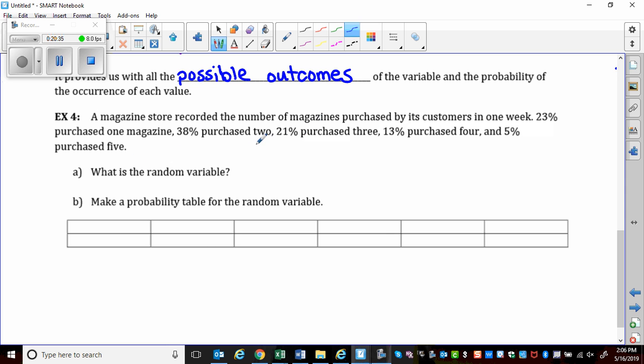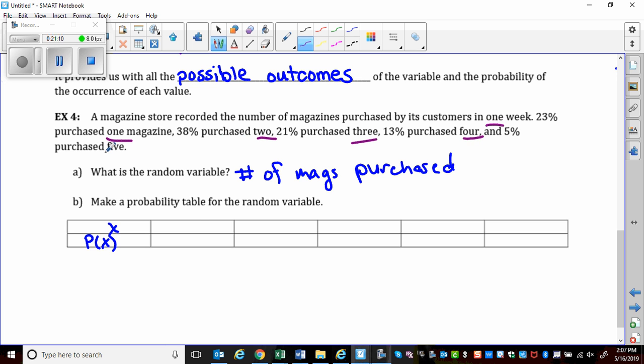What is the random variable, the number of magazines purchased by the customer? Make a probability table for the random variable. So if this is x and this is p of x, the probability of x, it says that some purchased 1. Oh no, this is 1. 1, 2, 3, 4, and 5.